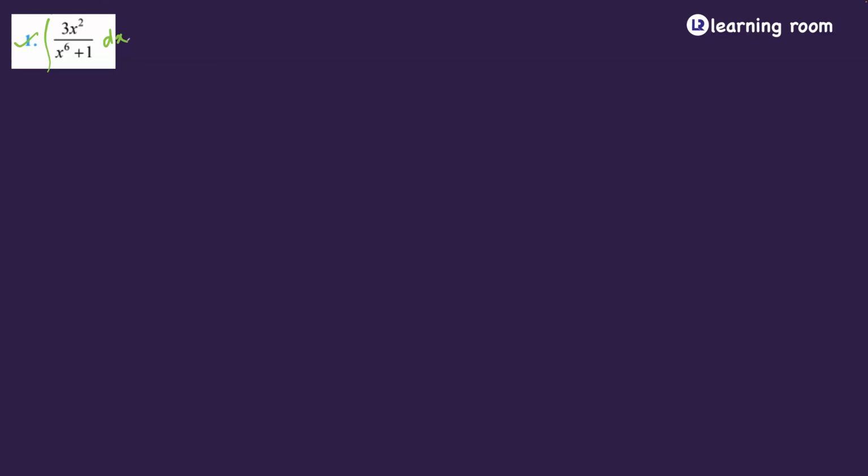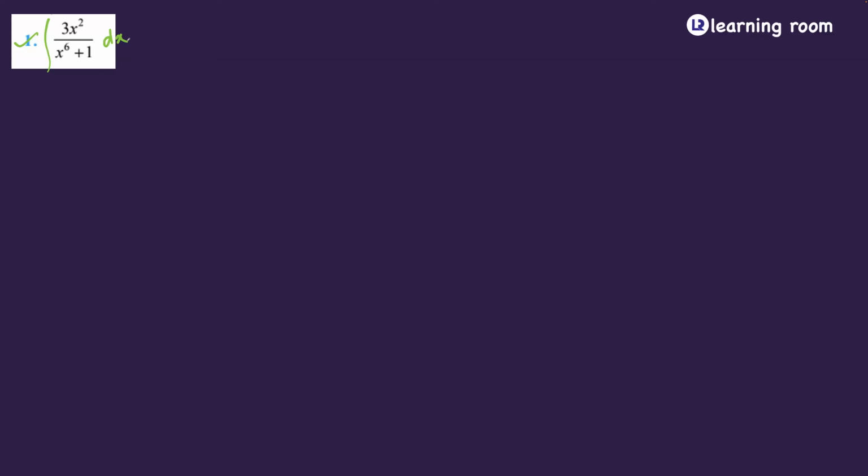But the challenge here is that in the denominator I have x power 6, and the derivative of x power 6 is going to be x power 5. But I don't have x power 5 in the numerator. I have only x square. So if I need the derivative to become x square, what should I substitute as t? Derivative will always decrease the power by 1. So if I need to get 3x square, what should I substitute? I need to substitute x cube.